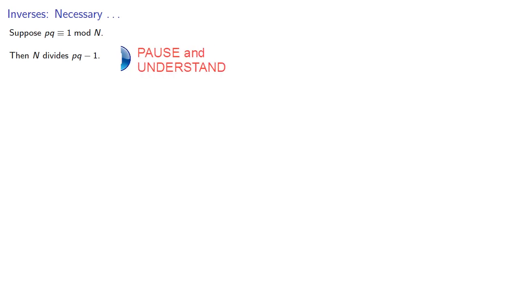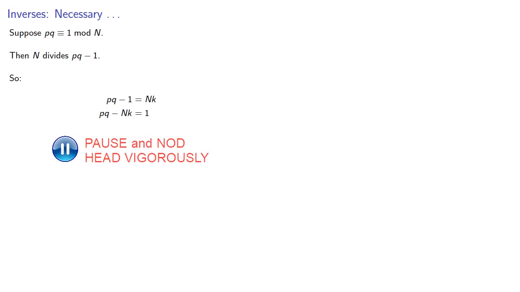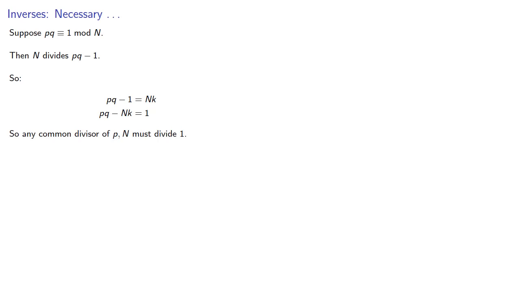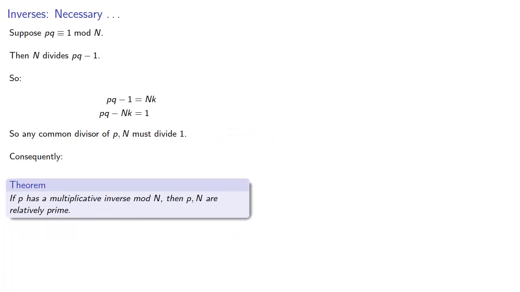So, let's start off by finding a necessary condition. Suppose pq is congruent to 1 mod n. Then we know that n divides pq minus 1. And so, pq minus 1 is n times something, or rearranging, pq minus nk is equal to 1. And this means that any common divisor of p and n must also divide 1. Consequently, if p has a multiplicative inverse mod n, then p and n are relatively prime.